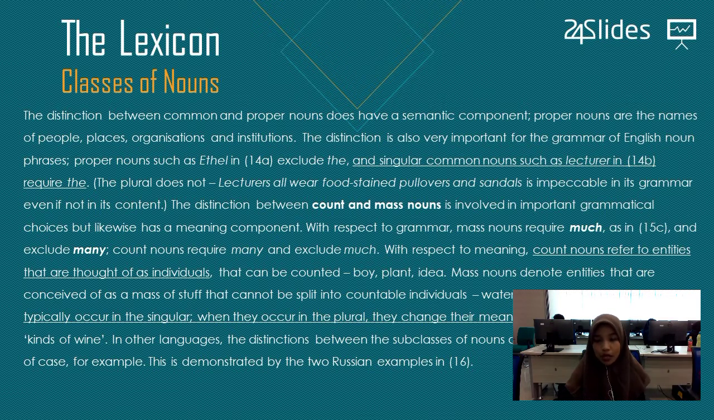countable individuals. Water, flour, wine, soap. Mass nouns typically occur in the singular. When they occur in the plural, they change their meaning. Wines has the interpretation kinds of wine. In other languages, the distinctions between the subclasses of nouns are relevant for the assignment of case. For example, this is demonstrated by the example in 16.